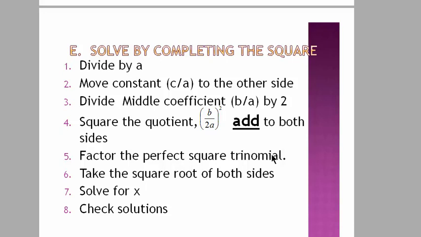Then you use your square root property. Take the square root of both sides, which means you have the one side that's your plus and minus. Solve for your x. Once again, you can always check your solutions. Always check your solutions. When you're solving, if you have the time, check your solutions.